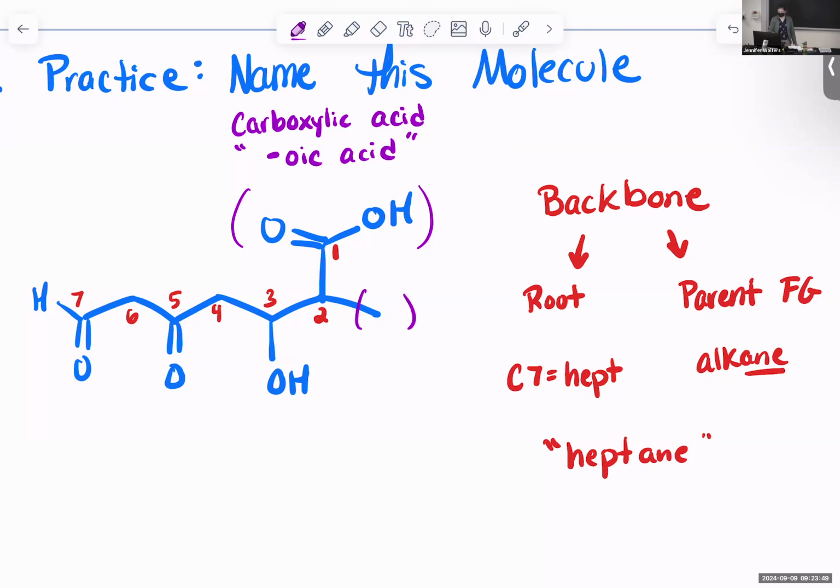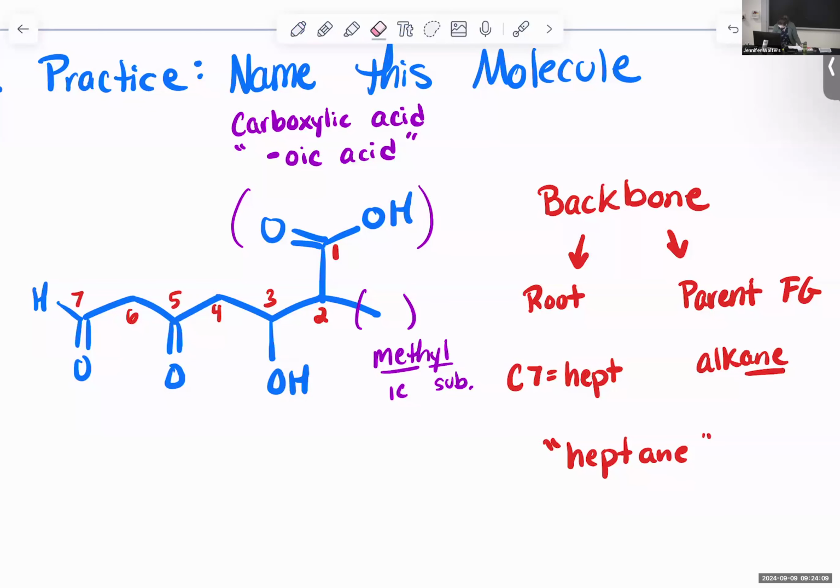All right. Then I see this one carbon chain. What is that called? Methyl, good. The meth is for the one carbon. The yl is because it's a substituent. So this is a methyl group.